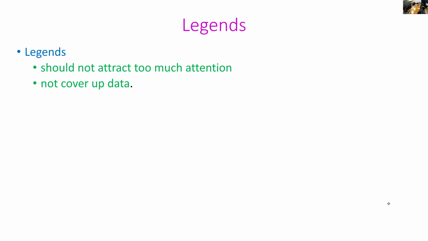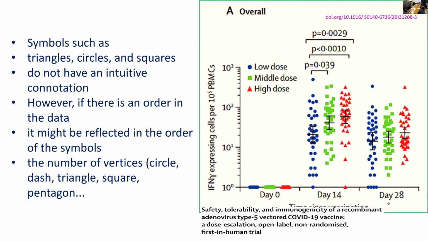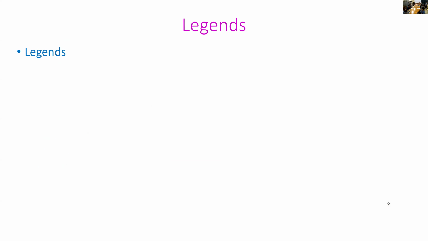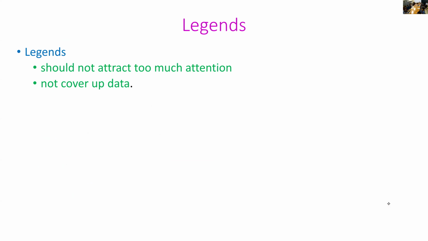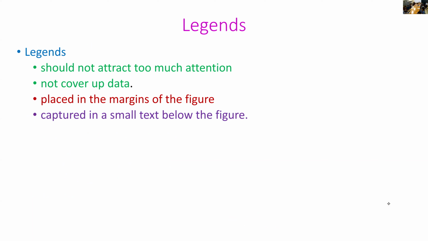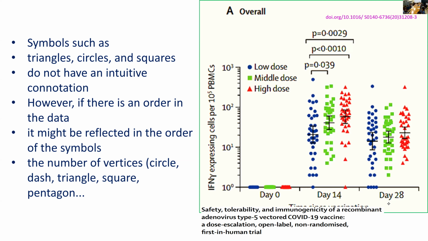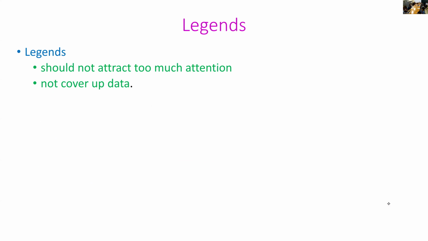Legends. What is this? This is a legend. Low, middle, high: the legend for the circle, square and triangle. Legend should not take up too much space. Sometimes you have a big legend in the picture that's covering up the data. So they should be placed on the margins. So you can see that this legend is kept here, on the margins of the figure. And the legend for the x-axis and y-axis is below the picture.